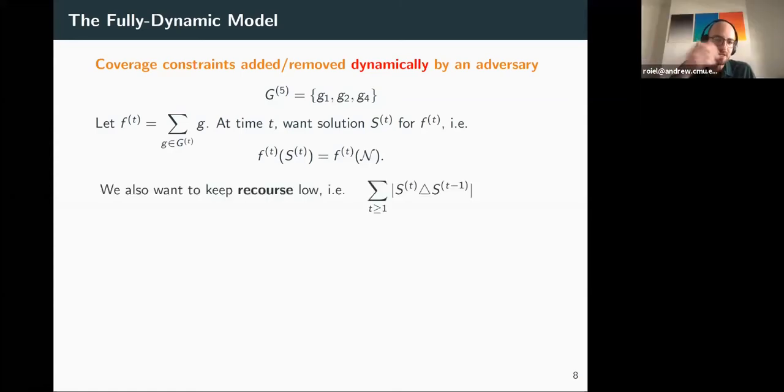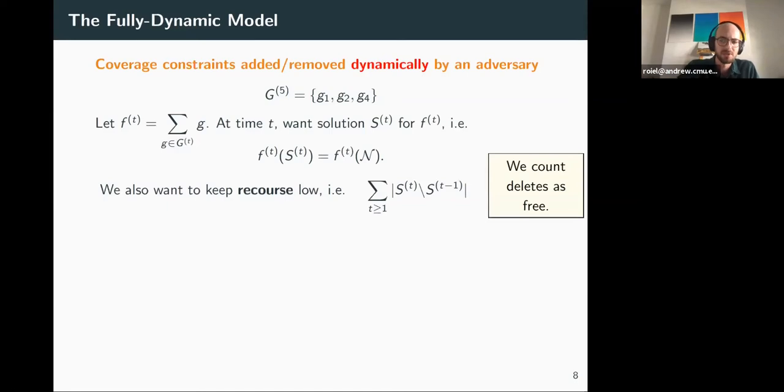Okay, so we want to maintain a feasible solution. We also want to keep recourse low. And by this, formally, I mean the sum over time of the size of the symmetric difference of our solutions at successive time steps. So every time we add something to the solution or get rid of something, we pay 1. But we'll do this trick where we'll only count the insertions. We'll count the deletes as free. And the reason we can do this is we're summing over all time. And so we can just say, okay, when you enter the solution, you pay 2 upfront and you'll prepay for your delete. And then the delete will be free. We'll overcount by at most a factor of 2.